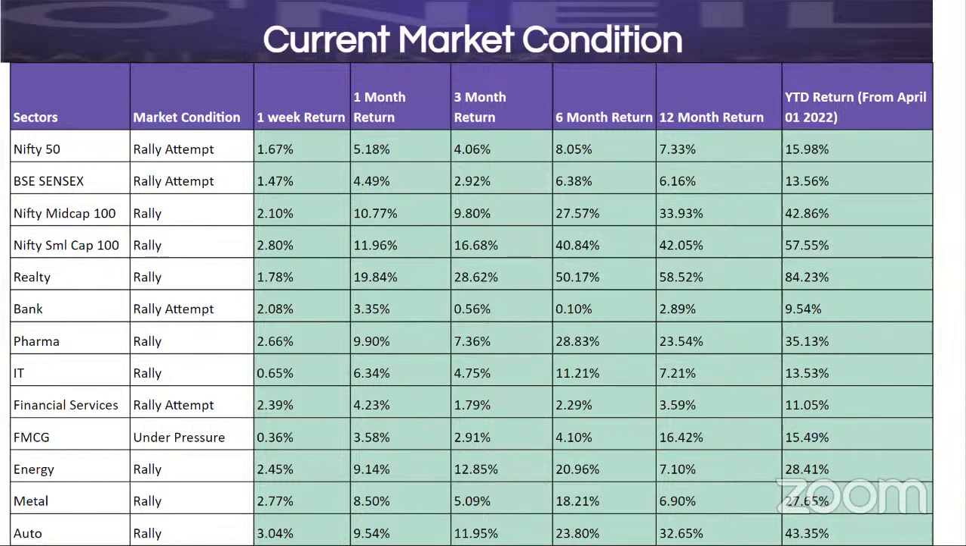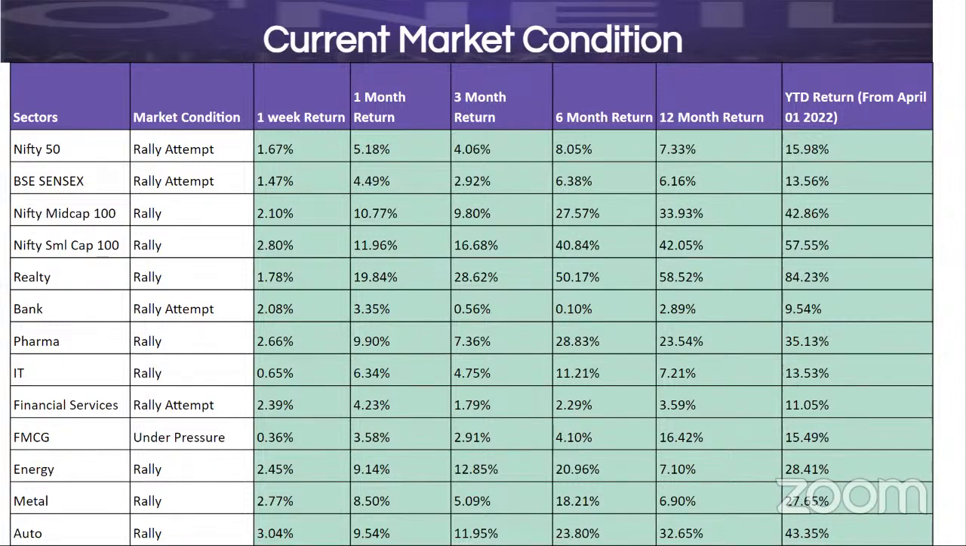So if you see our benchmark indices, Nifty 50 and Sensex, both are in rally attempt. Rally attempt means we are waiting for a follow through day. A follow through day is a day when the market moves more than 1.7% along with higher volume compared to the previous day. Then we'll move our market direction to confirmed uptrend.